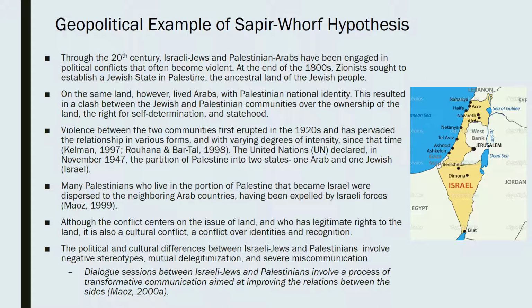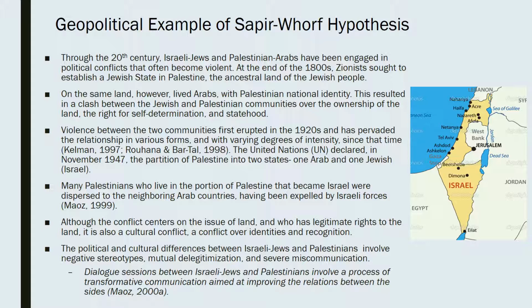So, to discuss this in context of a geopolitical situation, we're going to look at Israelis and Palestinians and how they both lay claim to the same land. Throughout the 20th century, Israeli Jews and Palestinian Arabs have been engaged in political conflicts that often became violent. At the end of the 1800s, Zionists sought to establish a Jewish state in Palestine, the ancestral land of the Jewish people. So, this is where they originally came out of.